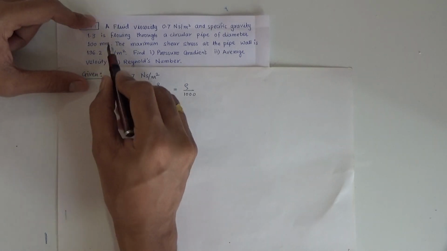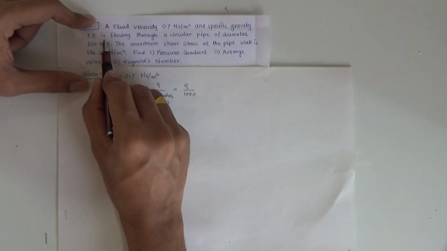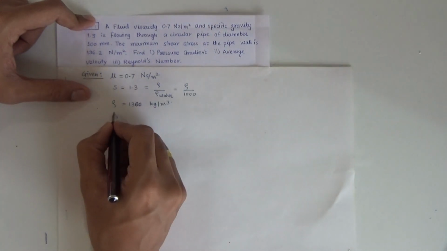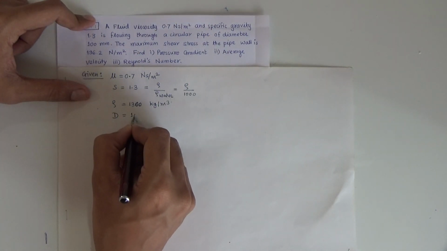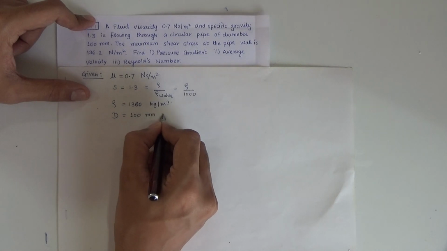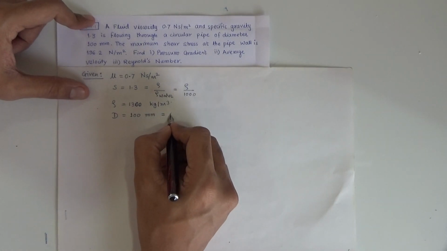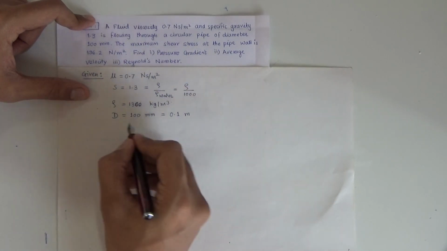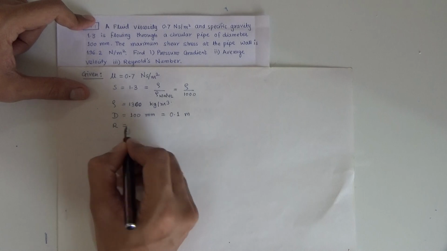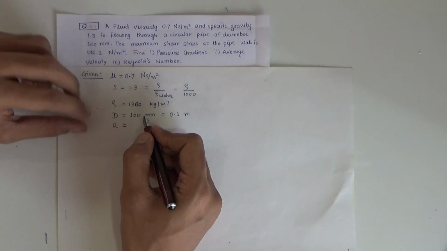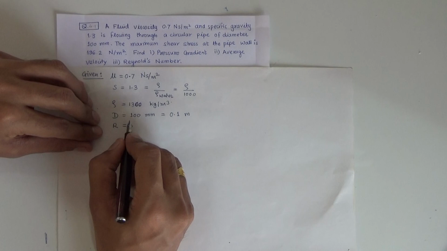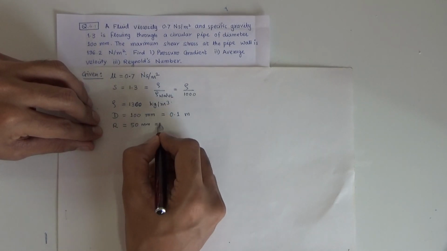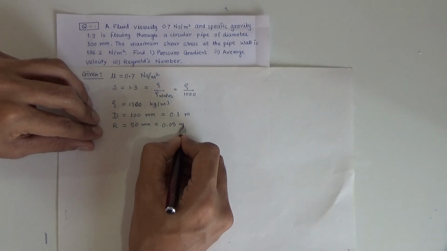Now the problem says that the fluid with specific gravity 1.3 is flowing through a circular pipe of diameter 100 mm. Here the diameter is given as 100 mm, so immediately I will convert that into meter, 10 raised to minus 3, so 3 digits I will move to the left side. So it is 0.1 meter. Onwards we will be requiring capital R, because the formulation is in terms of radius. So I will convert this as 50 mm, so it is 0.05 meter.